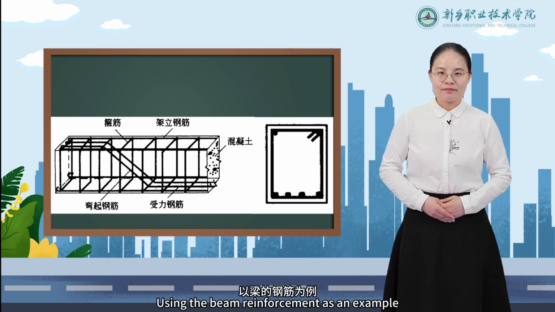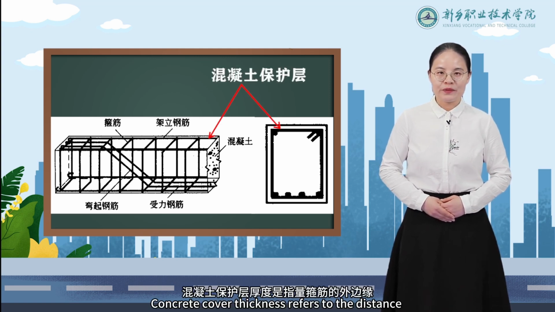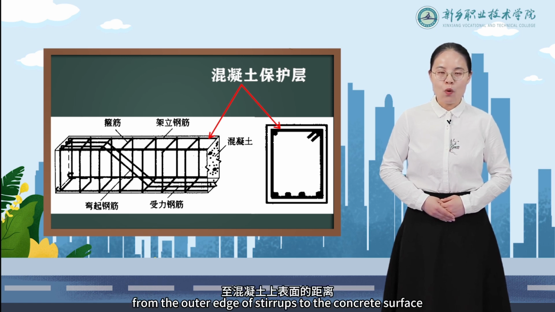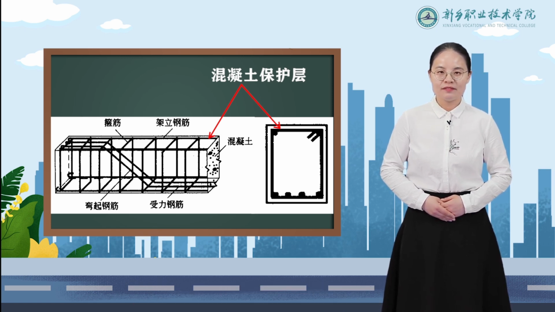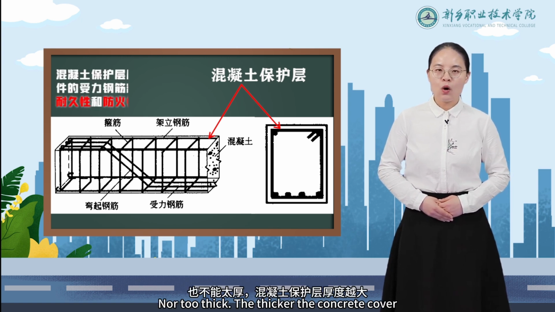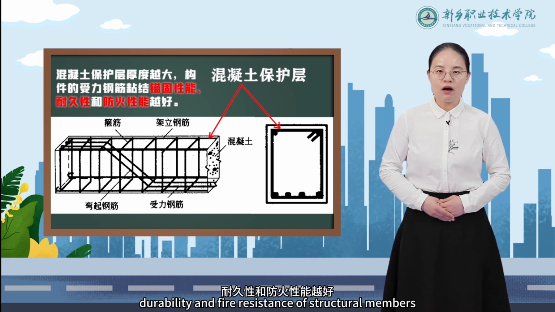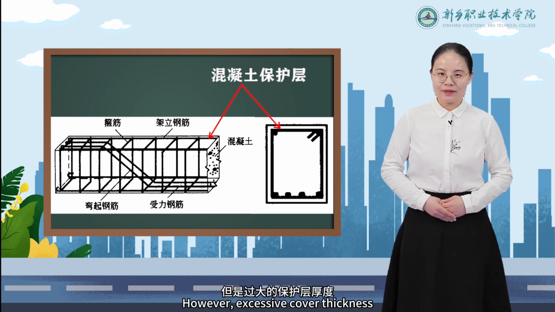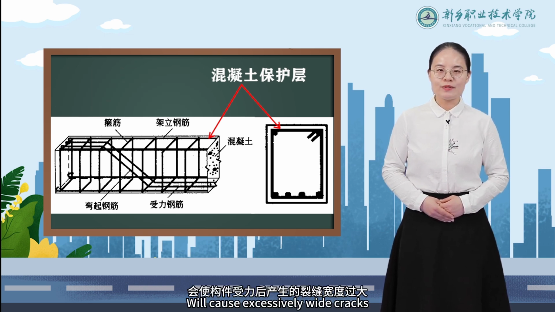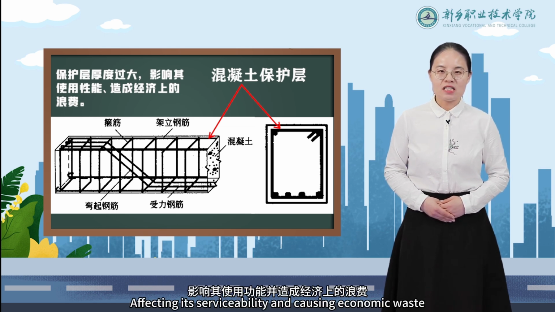Using the beam reinforcement as an example, concrete cover thickness refers to the distance from the outer edge of stirrups to the concrete surface. The thickness shouldn't be too thin nor too thick. The thicker the concrete cover, the better the bond and anchorage performance, durability, and fire resistance of structural members. However, excessive cover thickness will cause excessively wide cracks when the member is loaded, affecting its serviceability and causing economic waste.